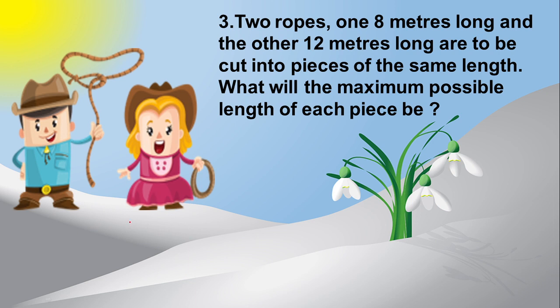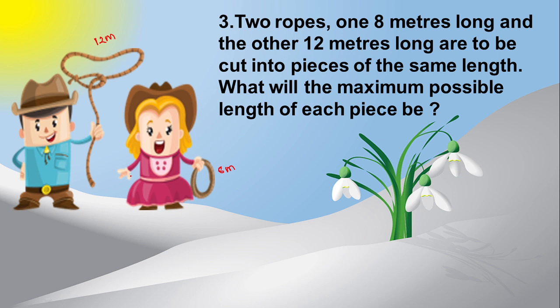Now let's see who next needs our help. Here we have two small friends who are having ropes. Let's see what they're expecting us to do with it. Two ropes, one is 8 meters long and the other is 12 meters long, are to be cut into pieces of the same length. This is an example which is similar to the ribbon one. One rope is 12 meters long and the other rope is 8 meters long. These two want to cut them into equal length pieces, so that the length of each piece is equal.